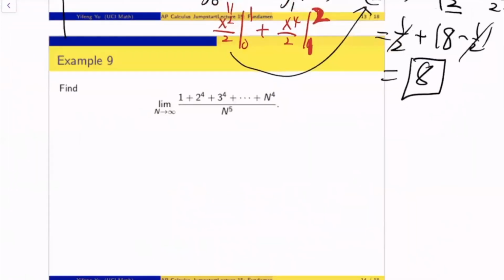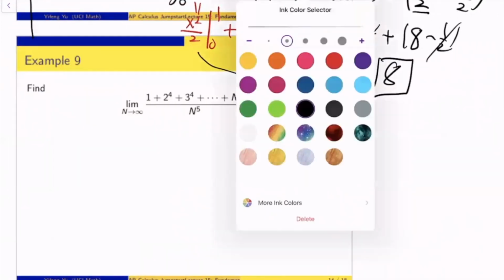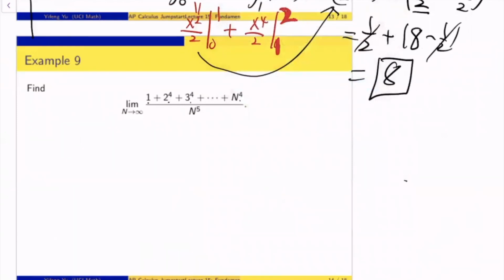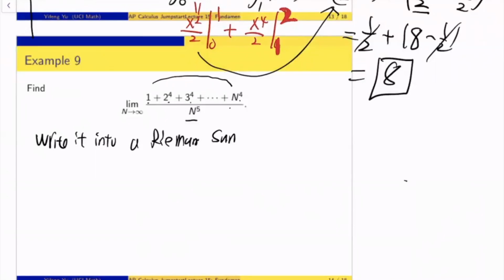Let's look at example 9. Here we are looking for the limit of (1 to the 4, plus 2 to the 4, plus 3 to the 4, up to n to the 4) over n to the 5, as n is a positive integer and goes to infinity. So here the idea is, you see you have a sum, right? So the idea is to try to write it as a Riemann sum. Because when you look at this, it is kind of like a Riemann sum, right? So if you have 1 to the 4 plus 2 to the 4 plus 3 to the 4 up to n to the 4 over n to the 5, we can write this as a summation.